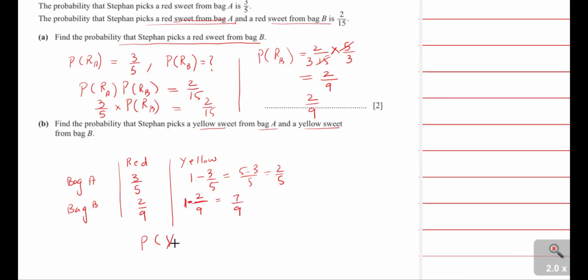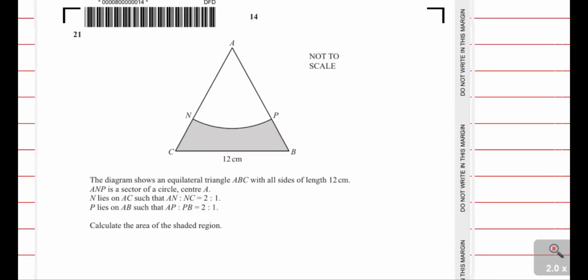The probability of a yellow sweet from bag A and a yellow sweet from bag B will be equal to the probability of YA into the probability of YB. This will be equal to 2 over 5 into 7 over 9, and this will be equal to 14 over 45. This is the probability of a yellow sweet from bag A and a yellow sweet from bag B. This is the answer. Question number 21.